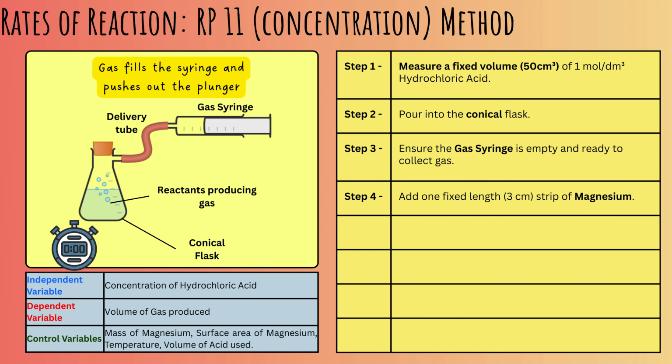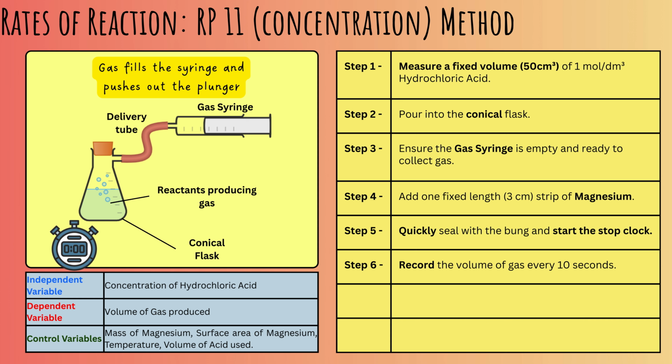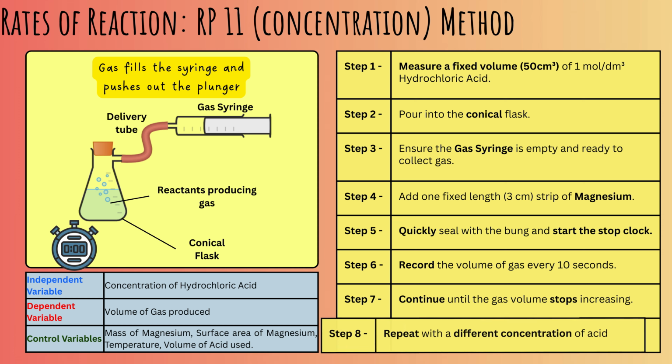4. Add 1 fixed length of magnesium. 5. Quickly seal the bung and start the stopwatch. This is a very common source of error. 6. Record the volume of gas every 10 seconds. 7. Continue until the gas volume stops increasing. And lastly, repeat with a different concentration of acid.